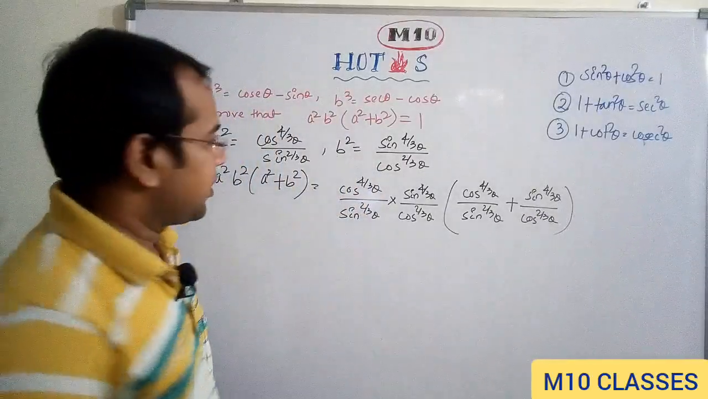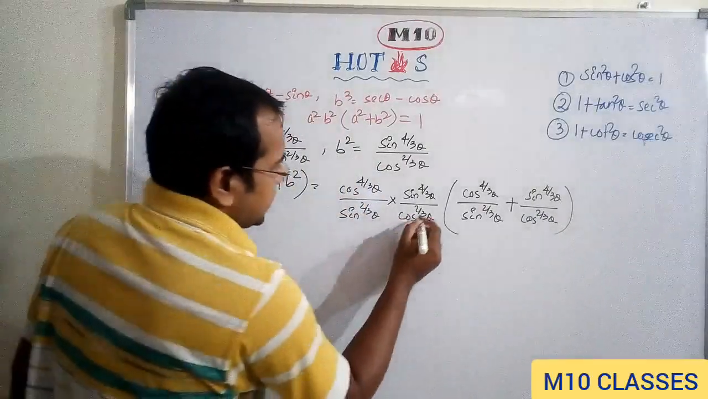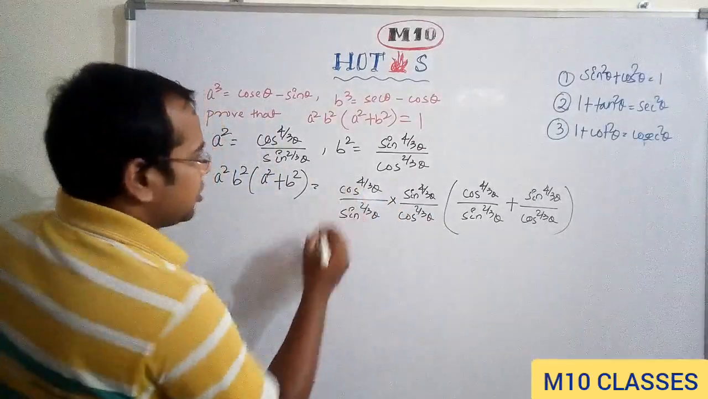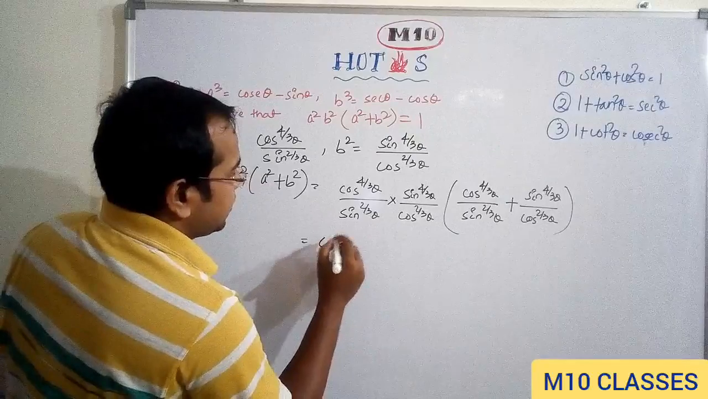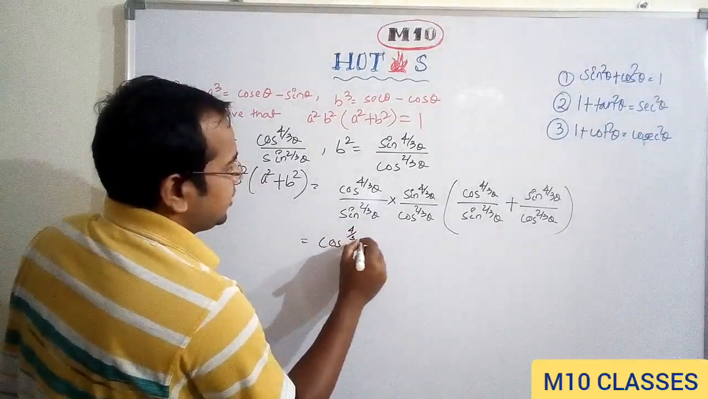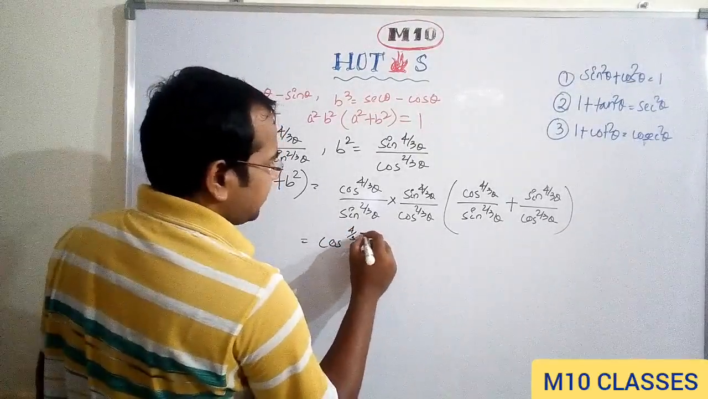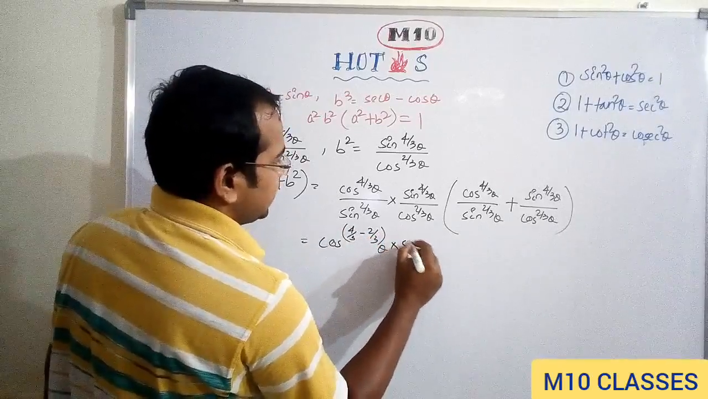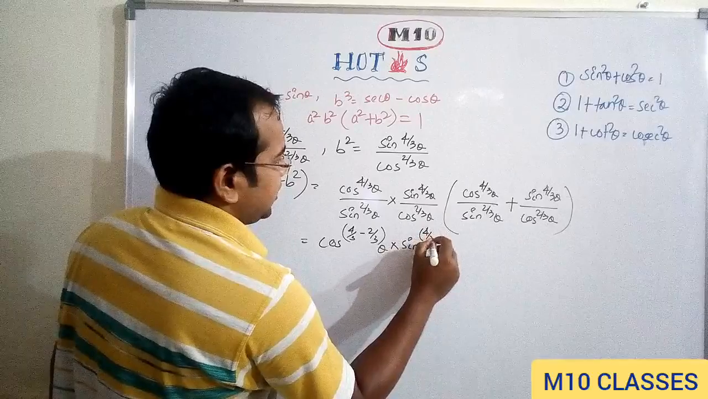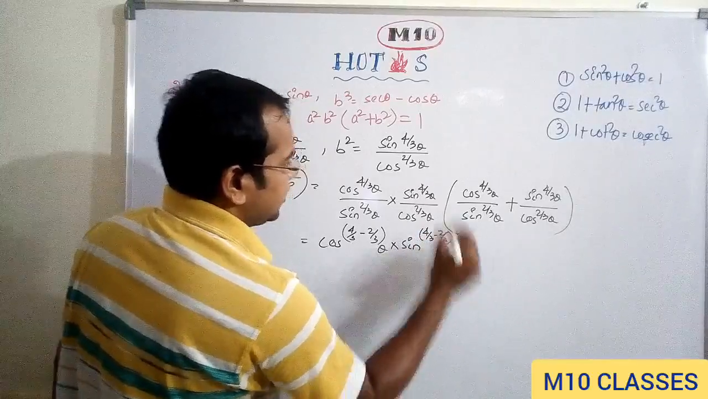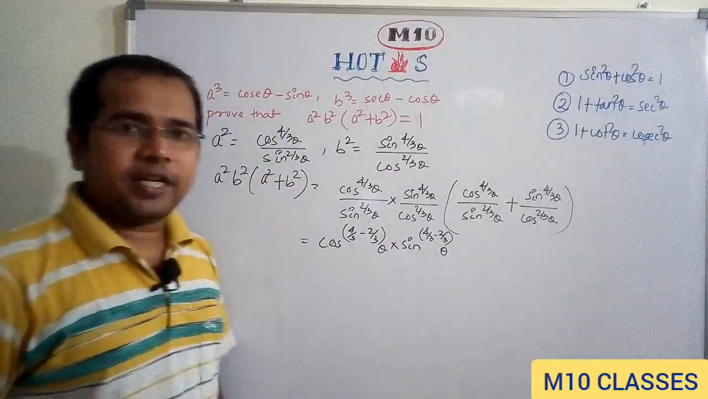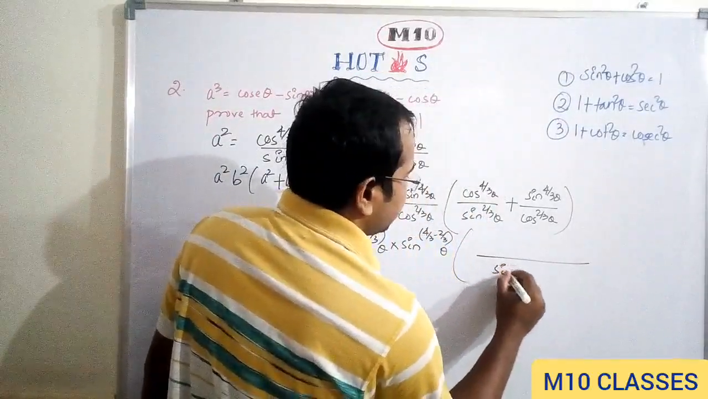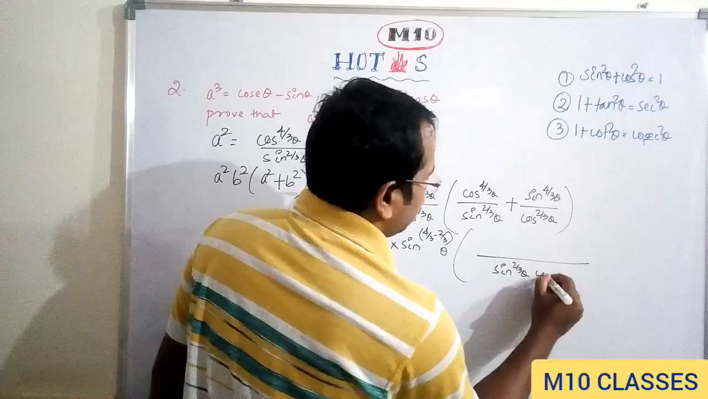Now see here, this cos to the power 2 by 3 theta will be cancelled out. So what do we get here? The power will be subtracted: cos to the power 4 by 3 minus 2 by 3 theta into sin to the power 4 by 3 minus 2 by 3 theta. This is what you are getting here. If you take the LCM, what will you get? Sin to the power 2 by 3 theta into cos to the power 2 by 3 theta.